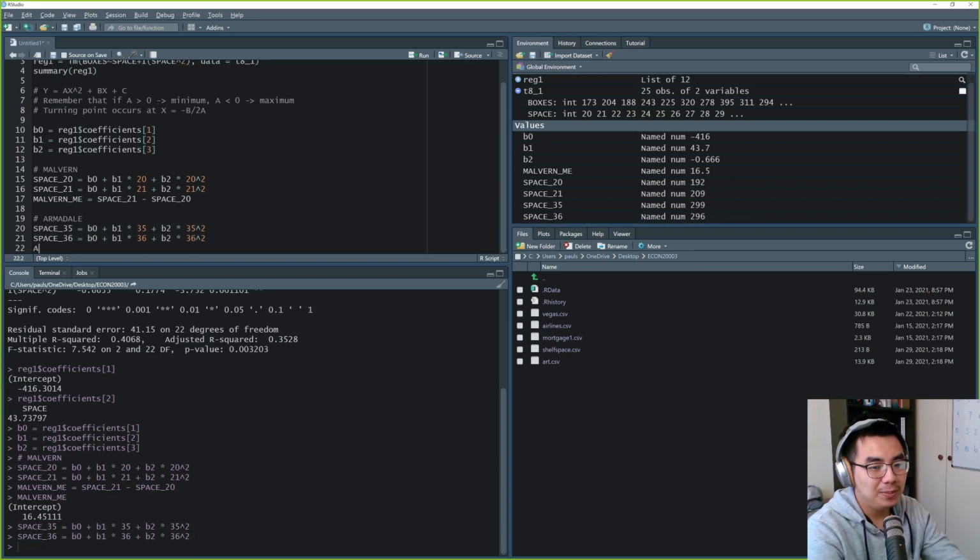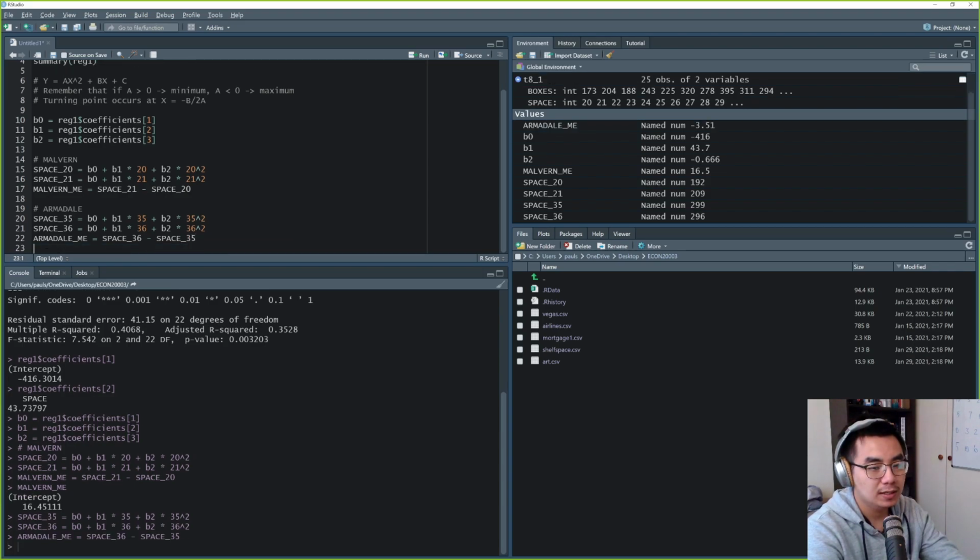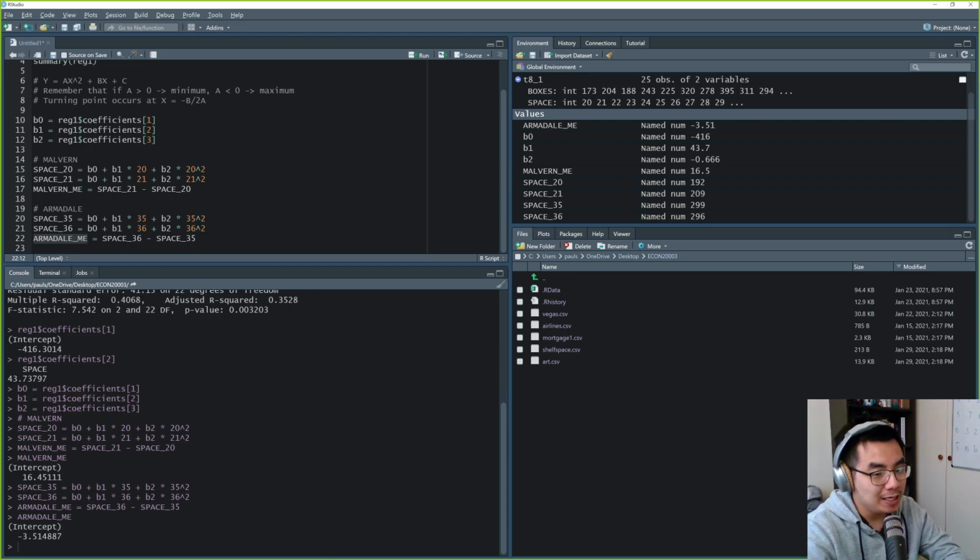And you can calculate the Armadale marginal effect as space 36 minus space 35. And what's this going to be? It's actually going to be negative. And it's negative because Armadale is past the turning point. Going from 35 to 36 actually has a negative impact on the sales. It's going to sell 3.51 boxes less if it goes from 35 to 36 centimeters.